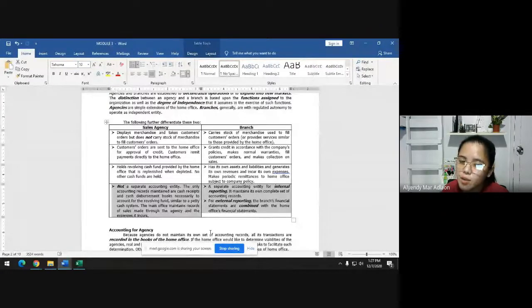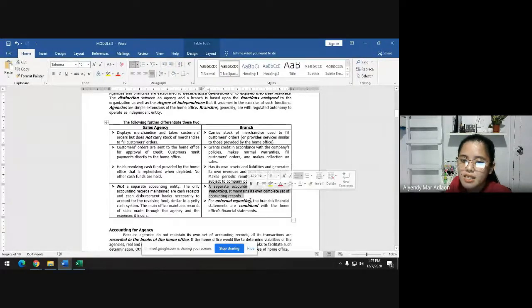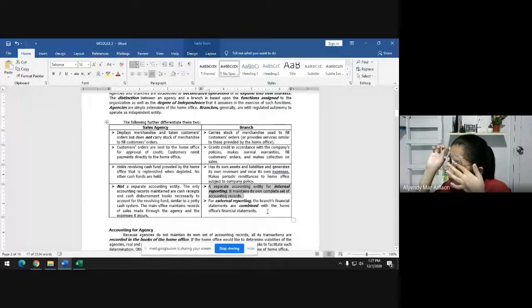And then, just like what I've said kaganiha, kung naa sila magasto, then i-replenish lang ang ilahang fund ni home office. While unlike ang branch is treated as a separate accounting entity for internal reporting. Okay? It maintains its own complete set of accounting records. So, internal reporting lang. So, that means ang ilahang reporting of financial statements nga in which gitreat sila as separate, kana lang internal, within the management lang ang mulanta.